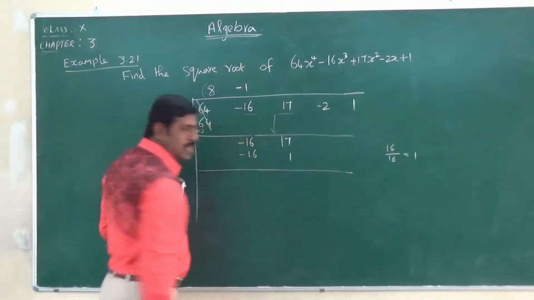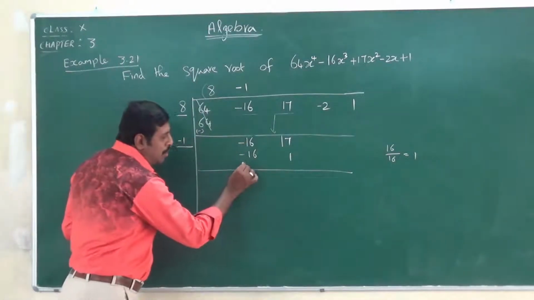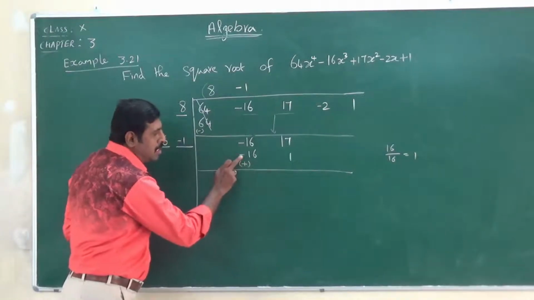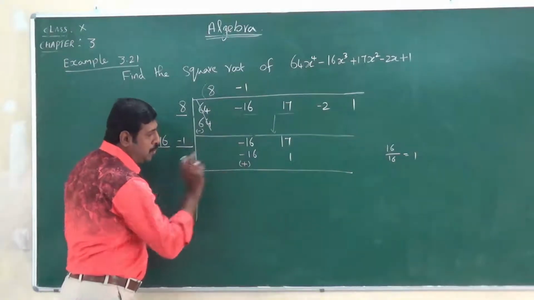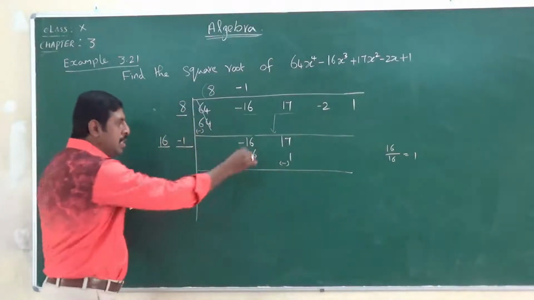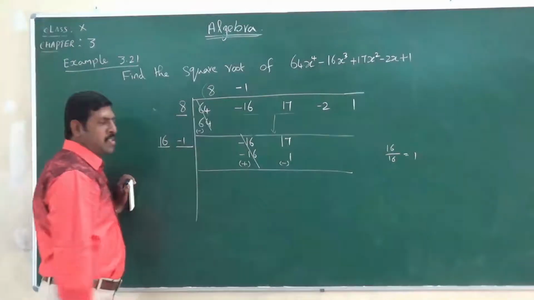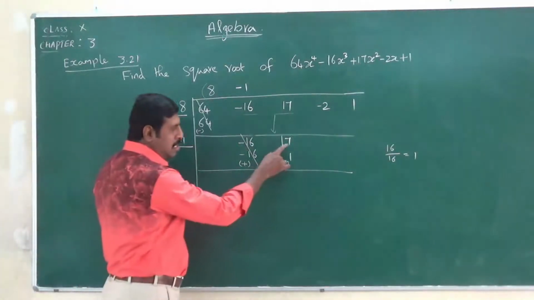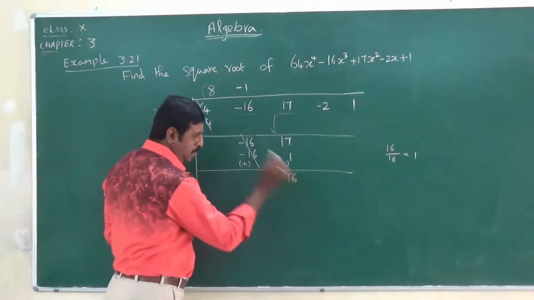Now we have to subtract this. If we are going to subtract, change the symbol. Here we have a minus symbol, so we change it to plus. Here we have a plus symbol, so we change it to minus. Then plus 16 and minus 16 both are cancelled. Then 17 minus 1 is 16.